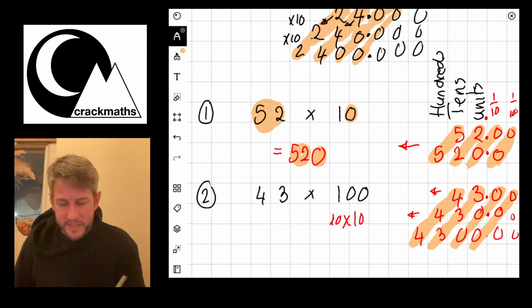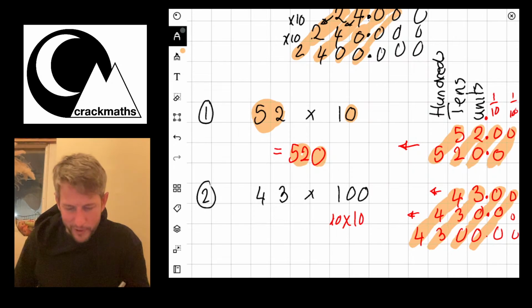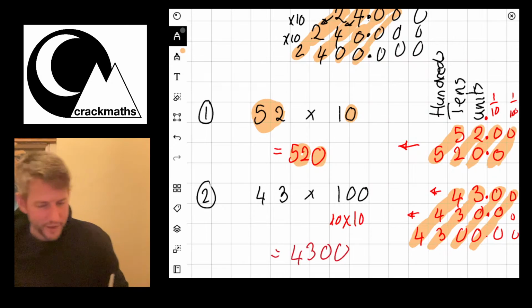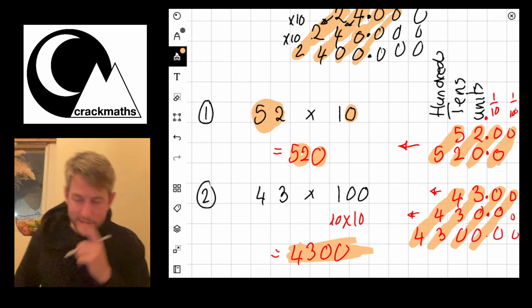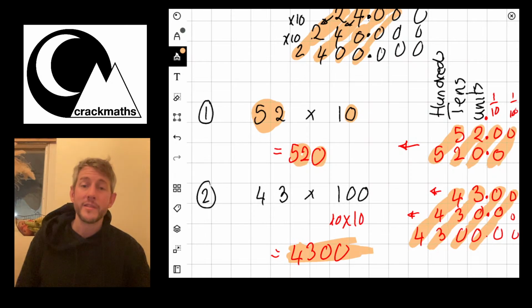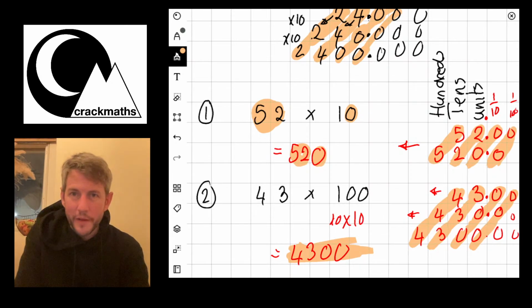Okay, so what we can see is that 43 times 100 is going to equal 4,300. Okay, so there we go. That's our answer for question 2. So hopefully that was all okay.